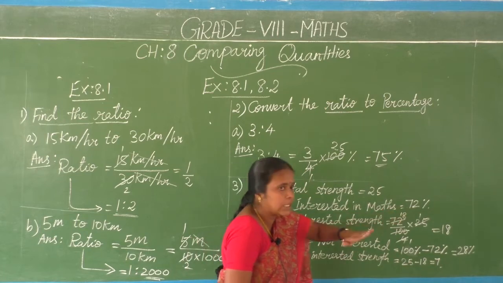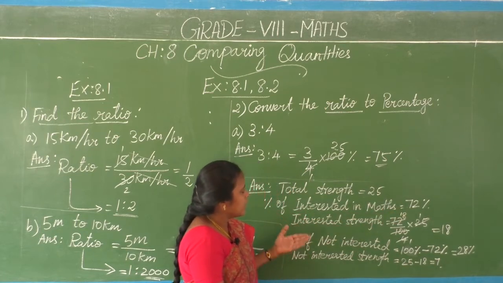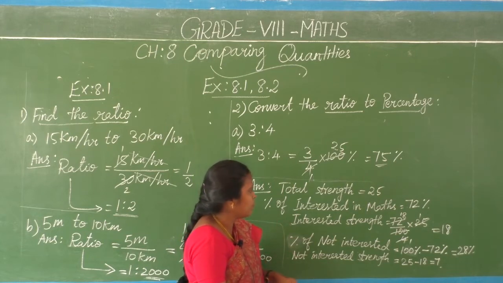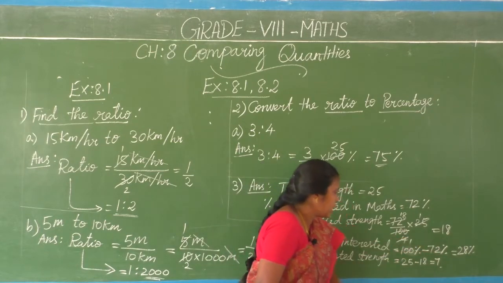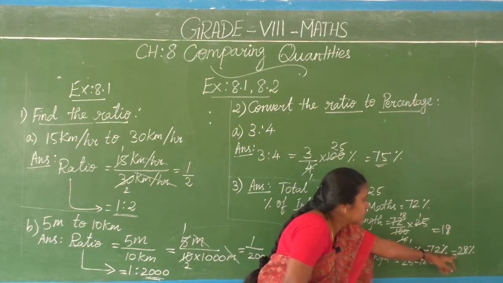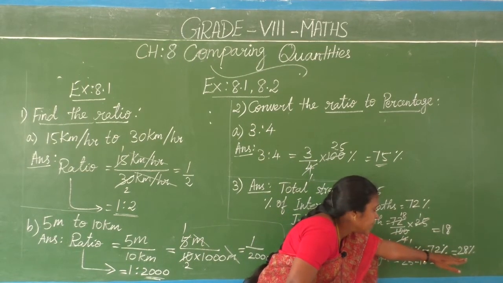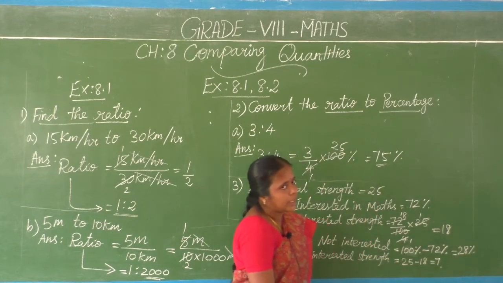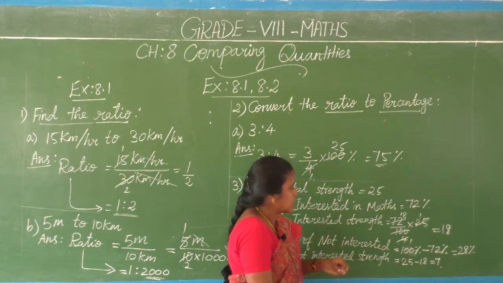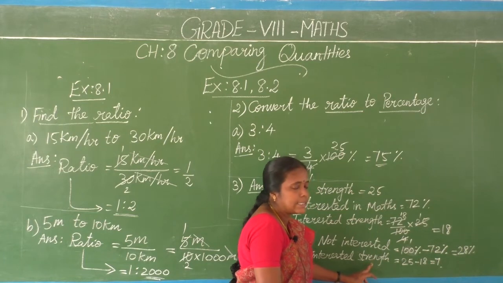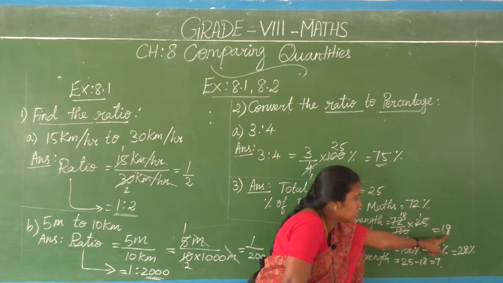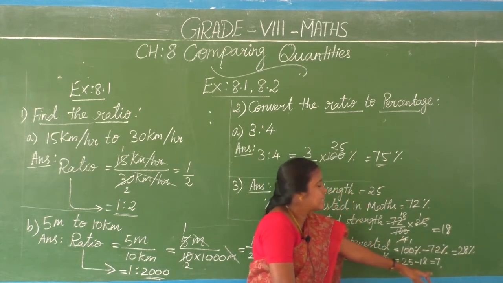That is 72% level. Okay, that means remaining, what is the question? How many are not interested in maths? That we have to find out now. Interested strength, just now we found 18. The percentage of not interested means 100 minus 72 equal to 28. Percentage wise, not interested strength is 28. Number wise, the number of students not interested in maths means from the total 25, if you subtract interested strength 18, you will get answer 7.